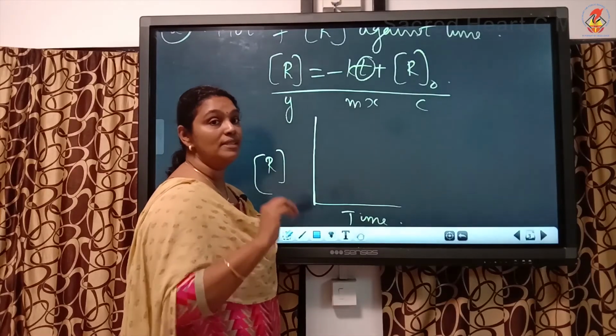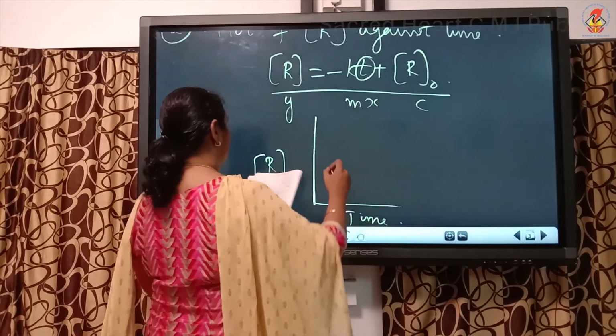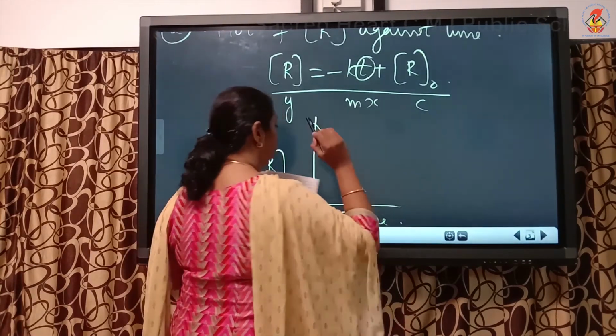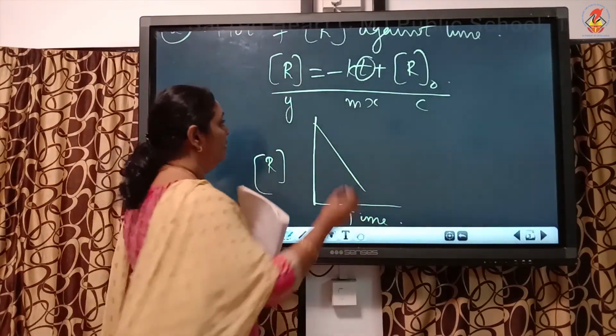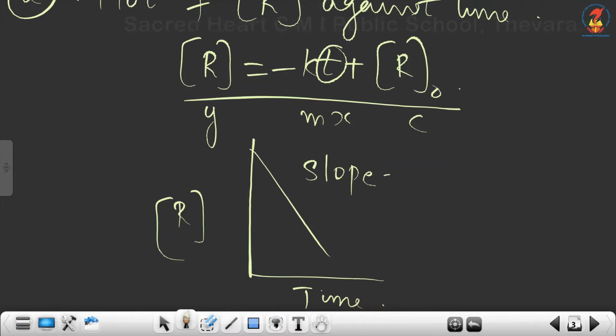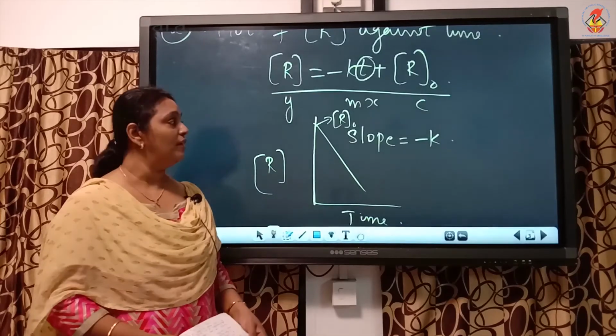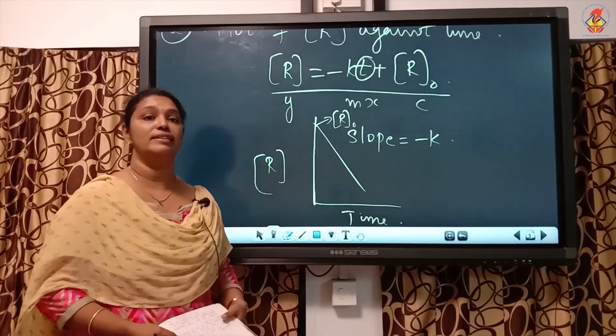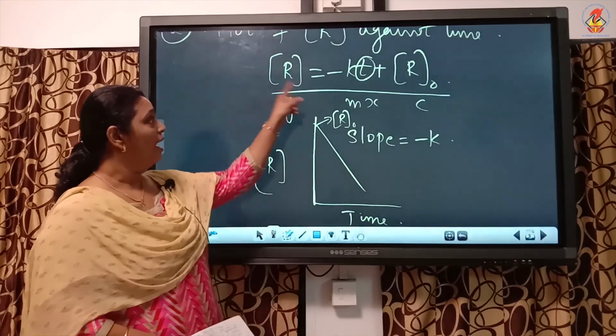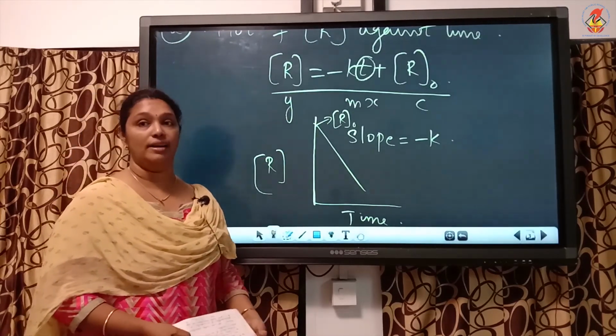So, the slope is a negative slope. So, the graph will be like this. The slope of the graph is equal to minus K, and the intercept is equal to R0. So, this is our second graph, that is the plot of concentration of R against time from the expression R is equal to minus KT plus R0.